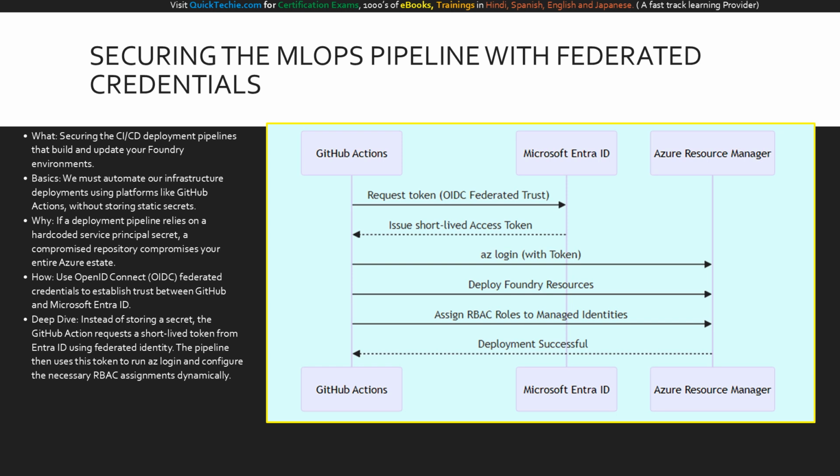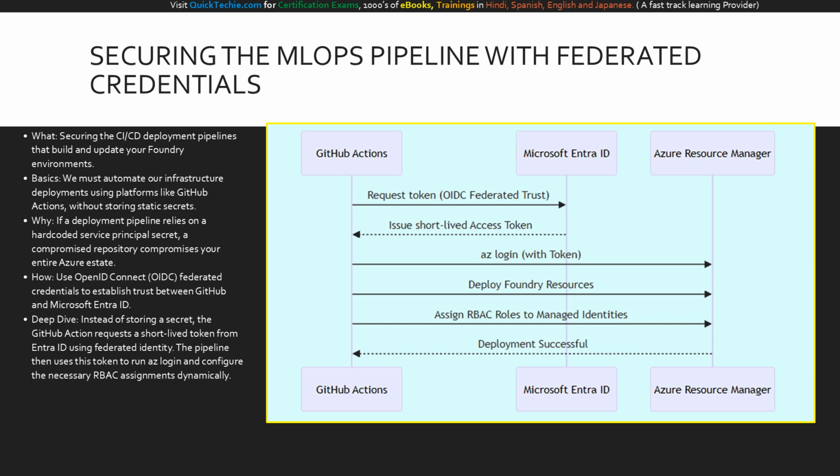How do we prevent this? We use OpenID Connect to establish a federated trust between GitHub and Microsoft Entra ID. In our deep dive, we see this in action. Instead of a password, the GitHub action dynamically requests a short-lived token from Entra ID based on this trust. The pipeline uses this temporary token to execute AZ login, allowing it to securely provision resources and map out RBAC assignments automatically, maintaining a zero-trust posture from code to cloud.